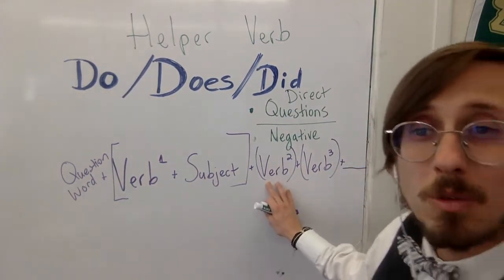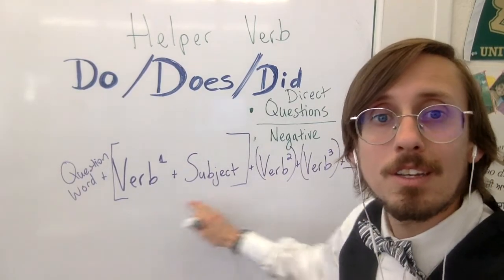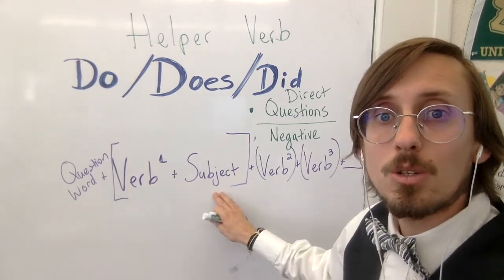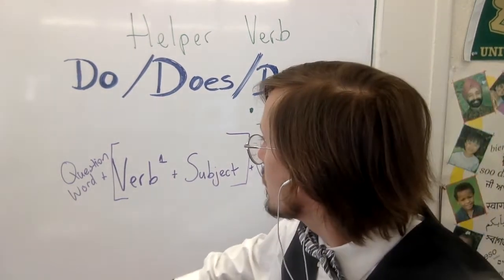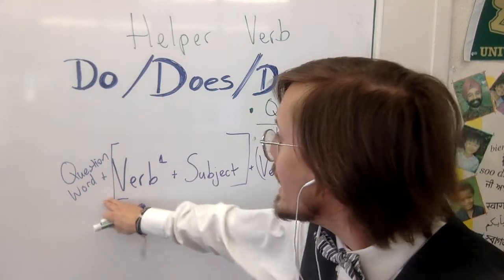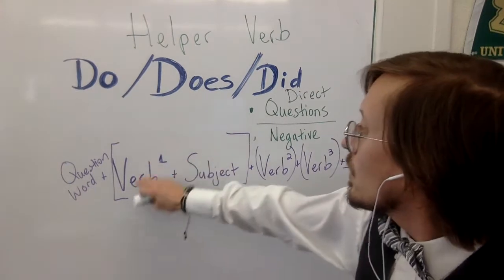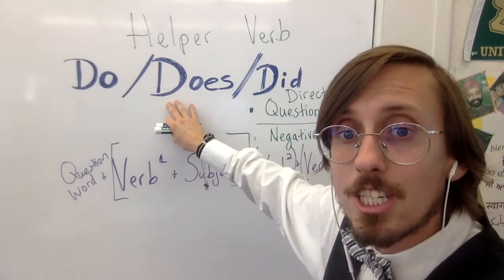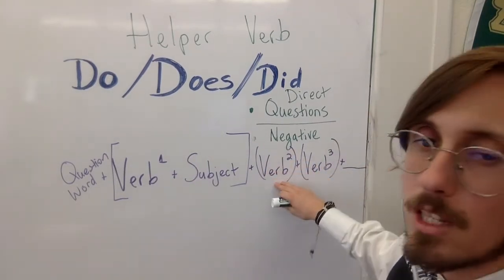The verb here will be the action you really want to know about. Do you swim? Does she like soccer? Did you study English? Where did you study English? When did you study English? Okay. So we would use the word do or does or did. Did for the past, does for he, she, or it, and do for everything else to help out this verb that you really want to know about.